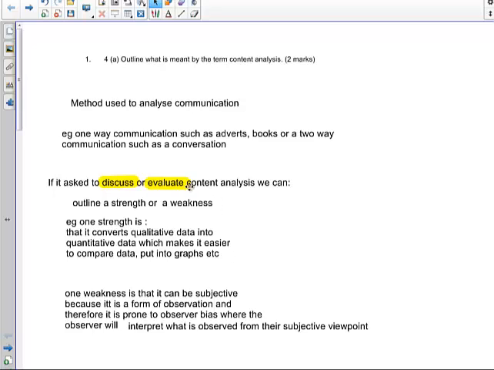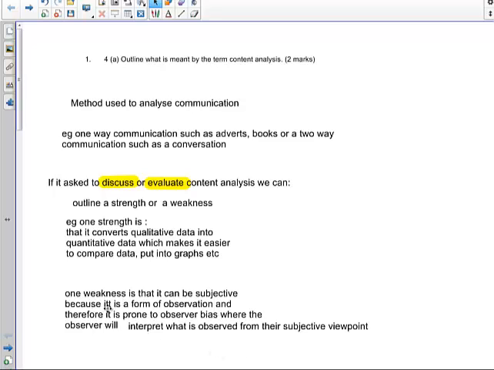So if this was a real exam question, we'd be looking at how many marks, and that would guide us. If that's for 2 marks, that would be enough. If you were asked for a 3rd mark or even more, then you need to develop it a little bit. So we could say strength is this, blah, blah, blah. However, all right, those linking words, however, one weakness is that it can be subjective.